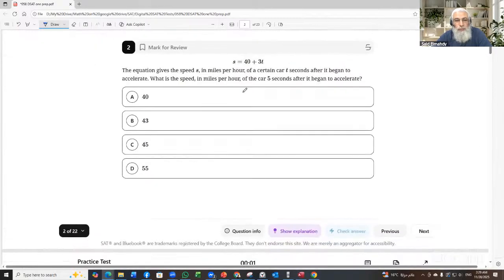The equation gives the speed s in miles per hour of a certain car t seconds, the number of seconds after it began to accelerate. What is the speed in miles per hour of the car 5 seconds after it began? So 5 seconds: 3 times 5 plus 40. This is 40 plus 15, which is 55. So the answer is 55.